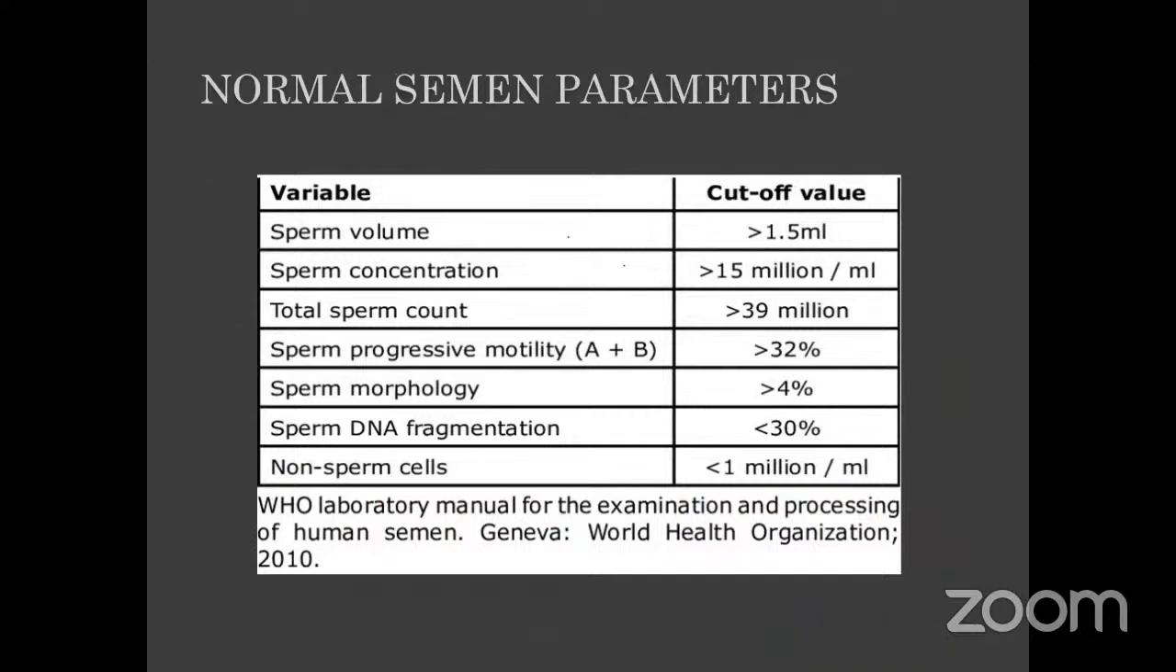So what are the parameters we are looking for? The sperm volume should be more than 1.5 ml, should have a count of at least 15 million, and should have a motility of at least 32%, morphology of at least 4% normal forms. Next.